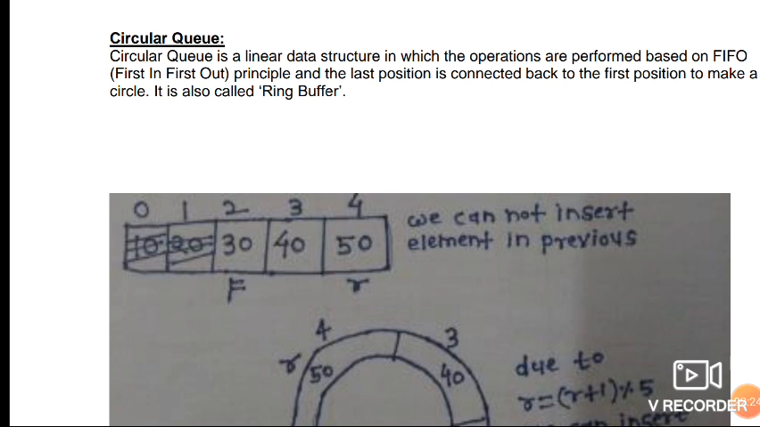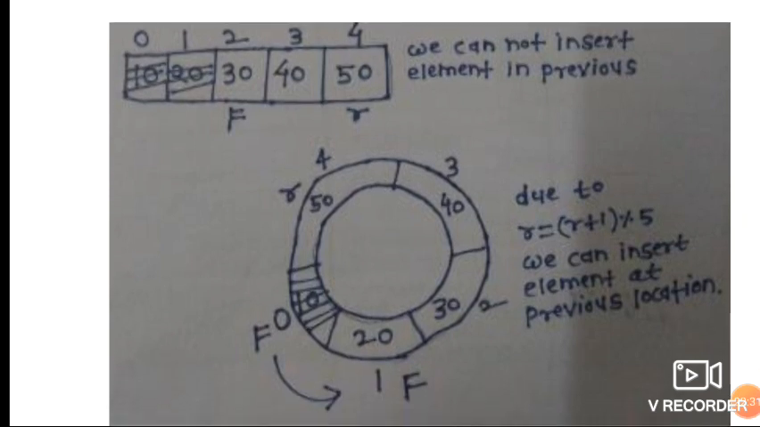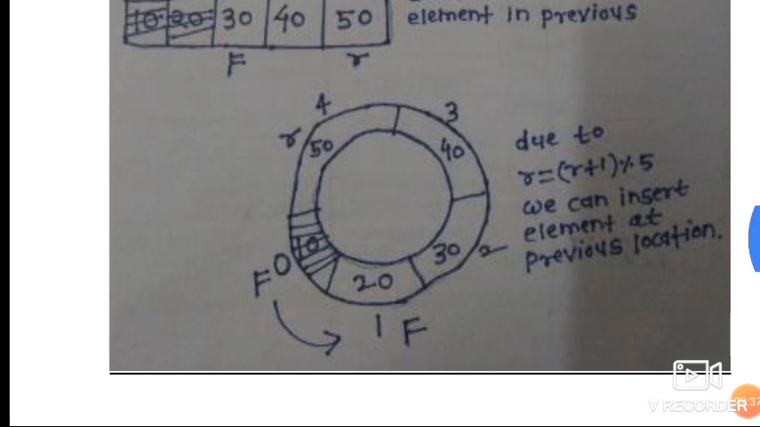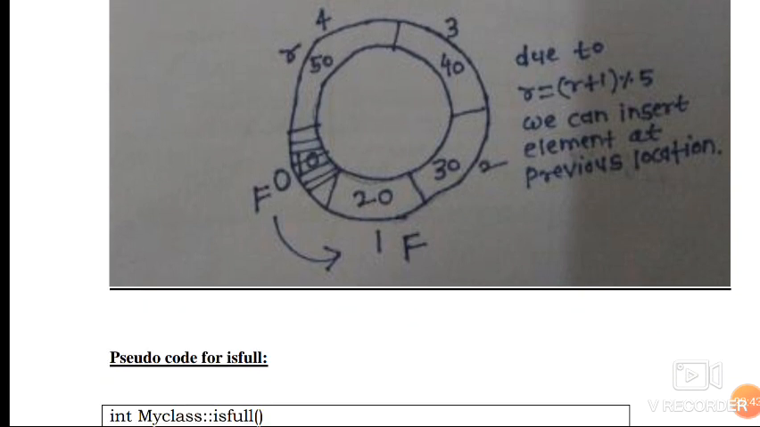Circular queue is also known as ring buffer. So let us see how it works. In circular queue, as I already have told, it is like a ring buffer. Consider a circular queue of size 5: 0th index, first index, second, third, and fourth.